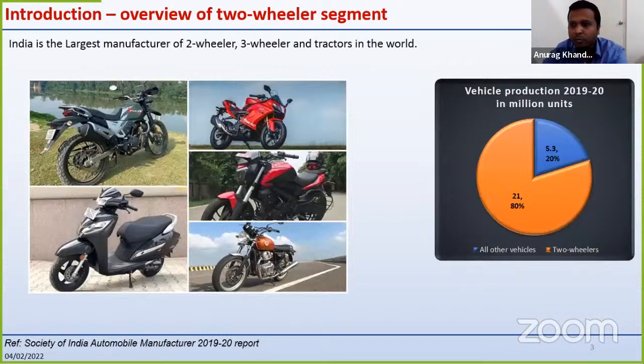A brief overview on the two-wheeler segment. For the year 2019-20, India manufactured around 21 million units of two-wheelers. So it's a very vast number. Along with that, the challenges of mass production are also there, which I'll try to touch upon to some level.